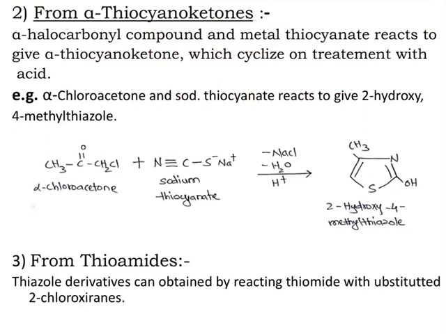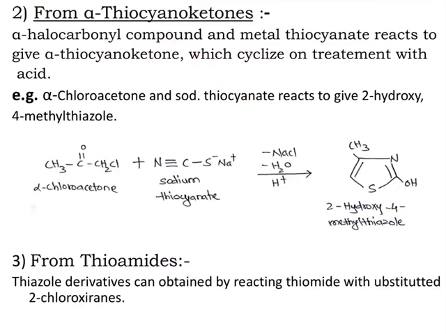Second important method of synthesis of thiazoles is from alpha thiocyanoketones. Alpha halocarbonyl compound and metal thiocyanate reacts to give alpha thiocyanoketone, which further cyclizes on treatment with acids. Let's take an example. Alpha chloroacetone and sodium thiocyanate reacts to give 2-hydroxy-4-methyl thiazole. The reaction is depicted below. 1 NaCl and 1 water molecule is lost in this reaction.